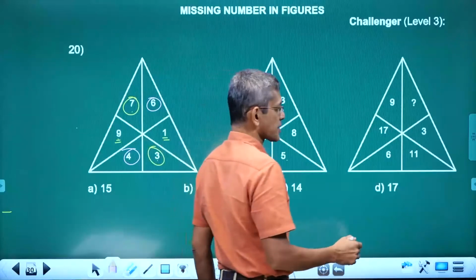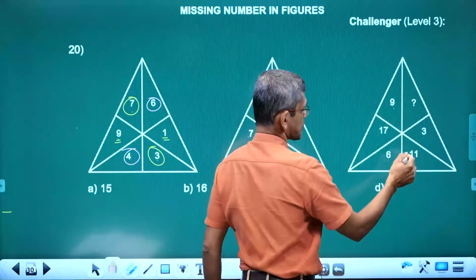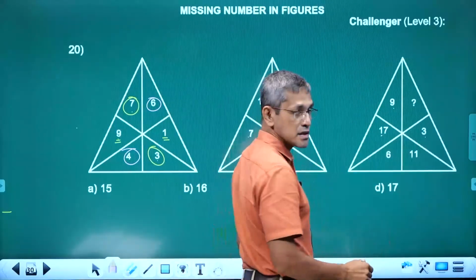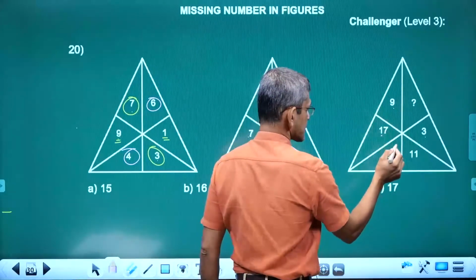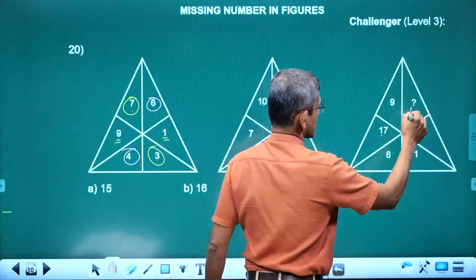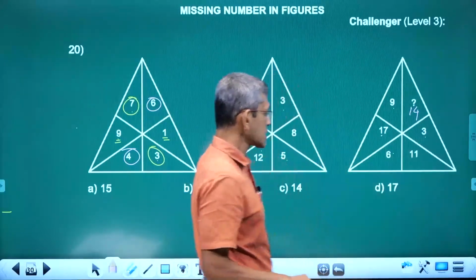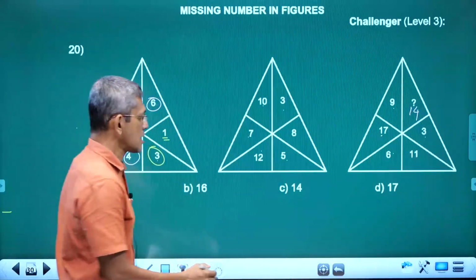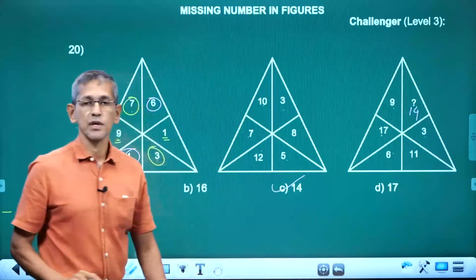And the similar pattern right here. 9 and 11 is 20. 17 plus 3 is 20. And in this case, we have 6 plus something missing over here. That must be 20. So what is missing? 14. 14 plus 6 is 20. So the answer must be 14. That's what it is. All right.